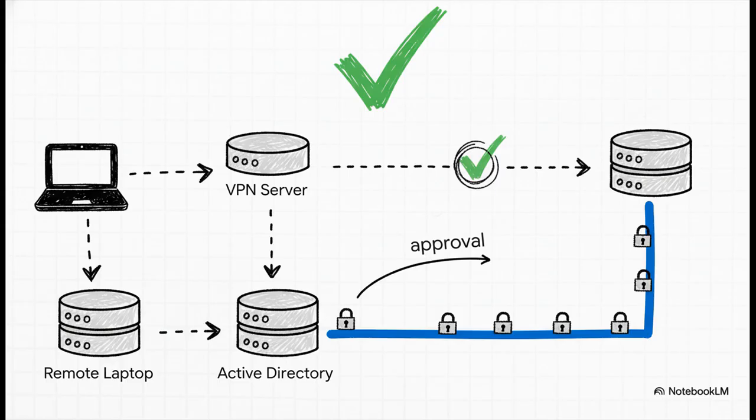So once the NPS server gives the green light, it sends a message back to the VPN server saying, yep, this user is legit, let them in. The VPN server then builds that secure, encrypted tunnel right back to the client machine. And just like that, the user's on the corporate network and can get to all their internal files and applications.